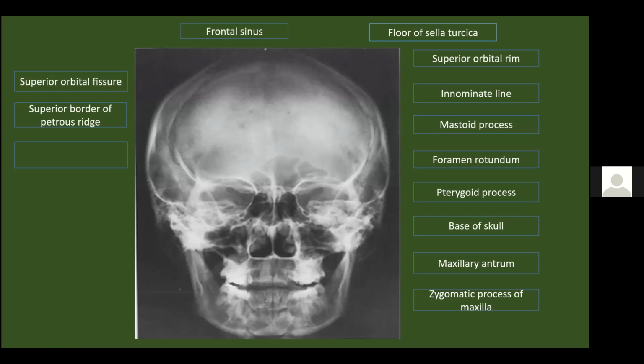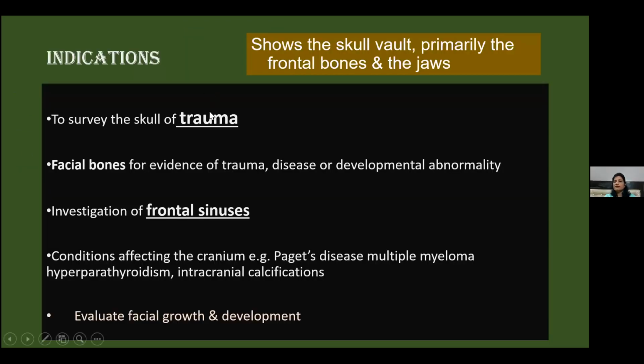Paget's disease. So if there is any trauma, primarily I can see the frontal bones, the jaws and the skull. Trauma, I will go for PA. Facial bones for evidence of trauma. Frontal sinuses and conditions affecting the skull or cranium: Paget's disease, multiple myeloma, hyperparathyroidism showing a ground glass appearance. Intracranial calcifications like basal cell nevoid syndrome, Sturge-Weber syndrome. Or facial growth and development. So these are the indications. Clear?